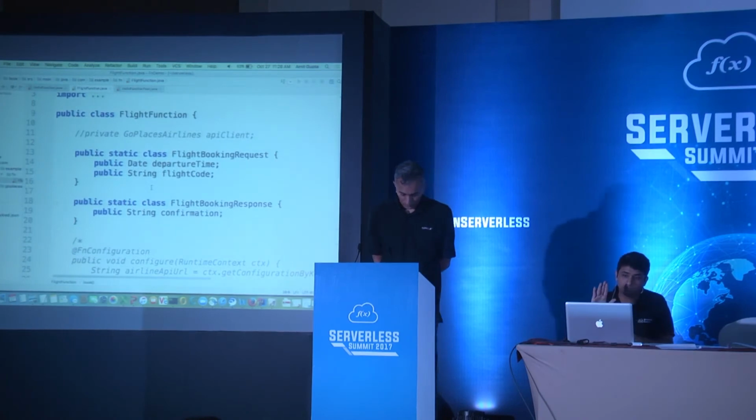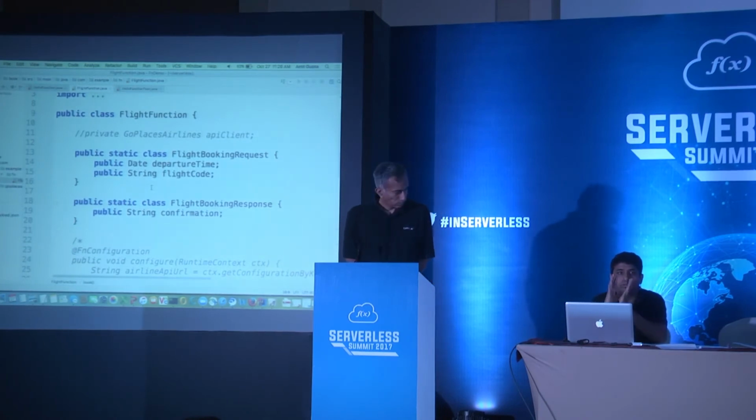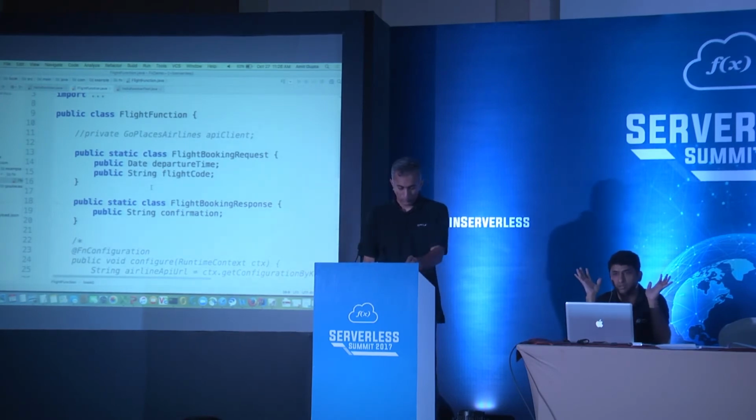Now, the way we have designed our flight booking function is it takes a JSON input, right? It takes departure time and flight code, let's say. It's a very simple example. In the real world, it'll take, of course, many more input parameters.